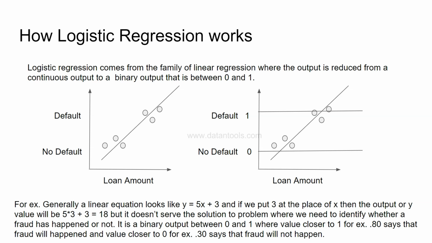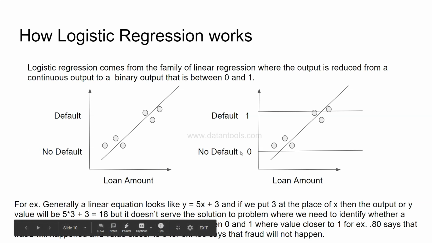Also, if you are familiar with the concept of correlation and covariance, you will know that covariance results in a continuous output which can be from minus infinity to plus infinity, and correlation is between minus 1 and 1, which gives us a boundary, and that's why correlation is a much better metric than covariance. So even in logistic regression, what we try is to create a boundary which will give us a value between 0 and 1.